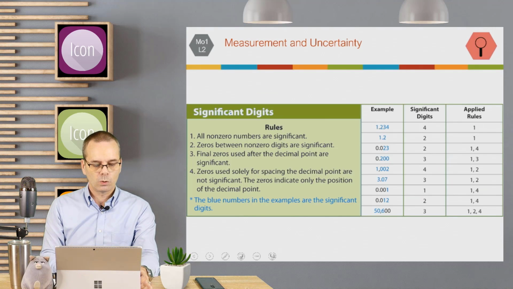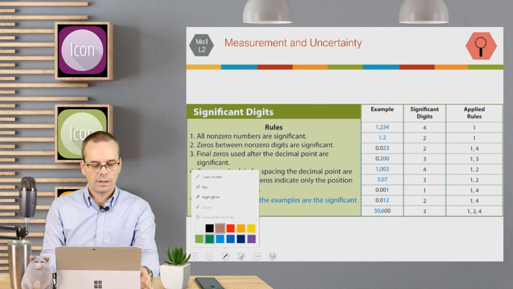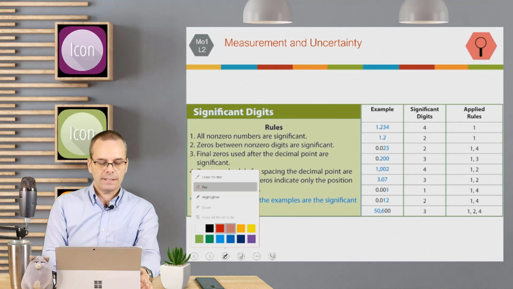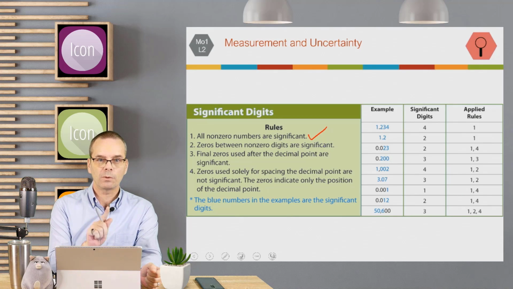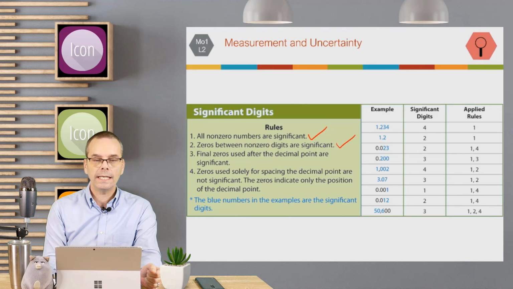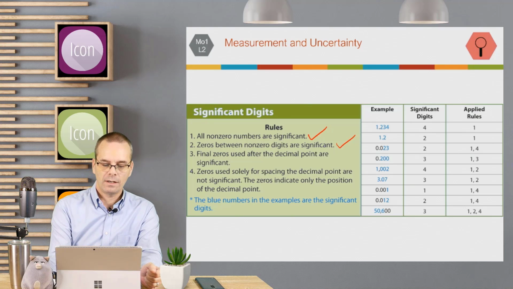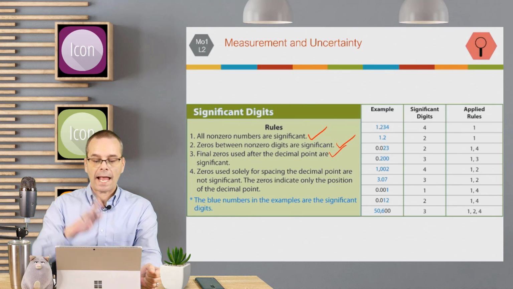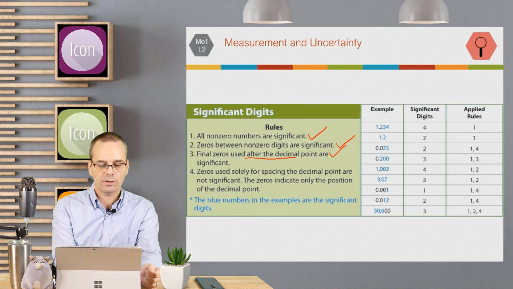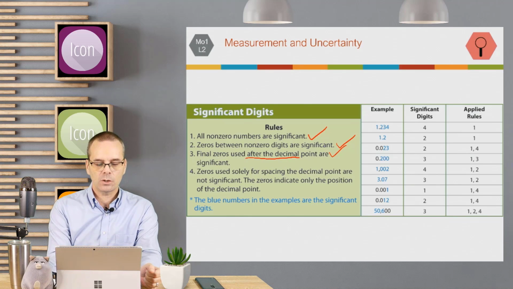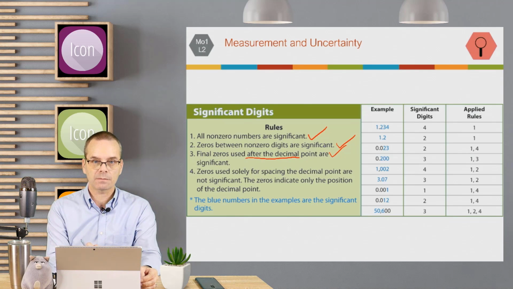So remember, the rules for significant digits: 1, all non-zero numbers are significant. 2, zeros between non-zero numbers are significant. 3, final zeros used after the decimal point are significant. Remember, after the decimal point. And zeros used solely for spacing the decimal point are not significant.